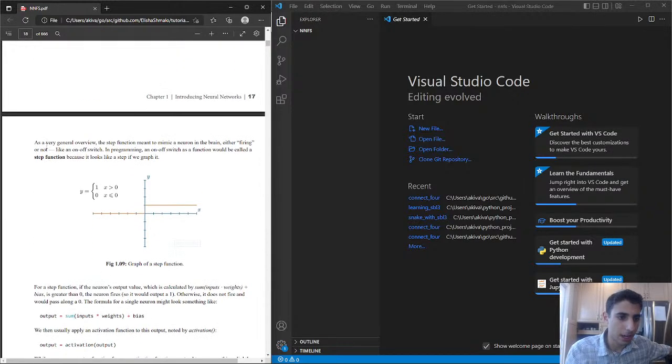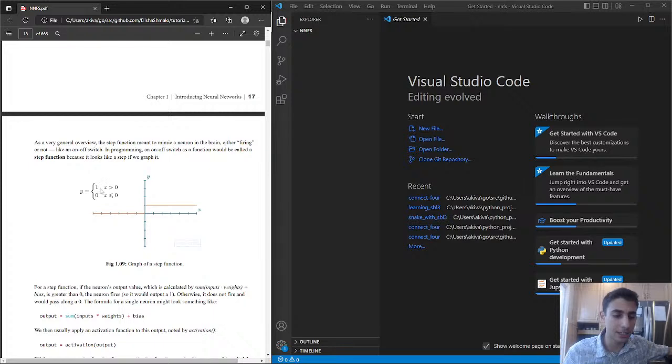Okay, very good. As a general overview, the step function is meant to mimic a neuron in the brain, either firing or not. Our neurons in our brains, you could simplify to, they fire, they send an electric signal, or they don't fire. In other words, they don't send an electric signal. So the step function basically does this.